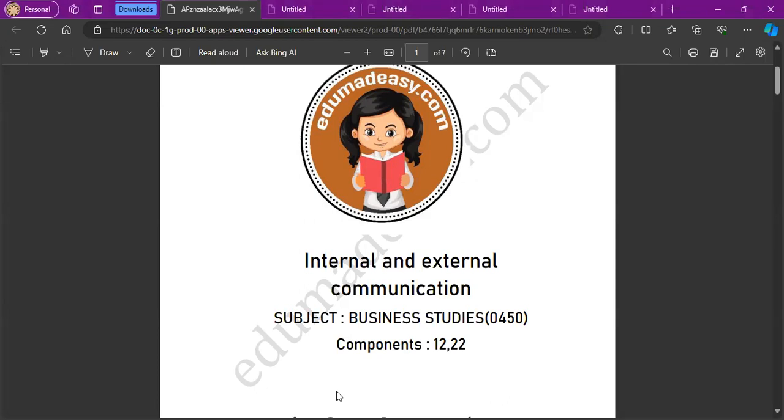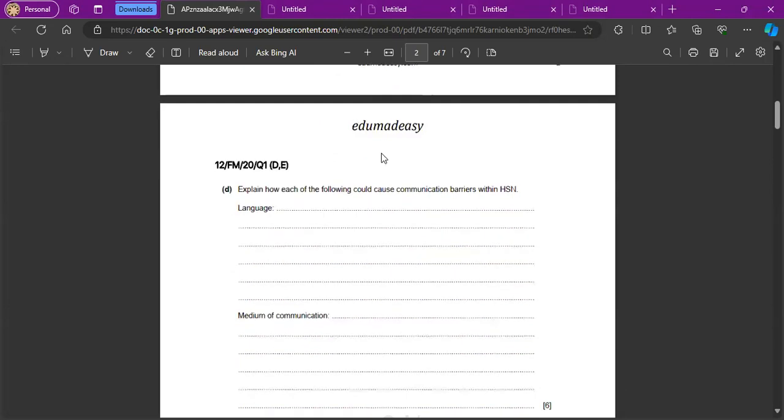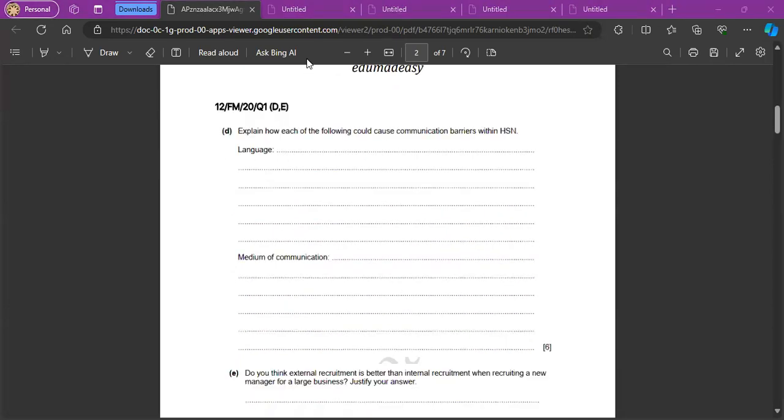Today we're going to be solving edumadeasy's design question bank for syllabus business studies 0450 on the topic of internal and external communication. Let's get started. So starting off, we have a part D question, and let's read the extract first.